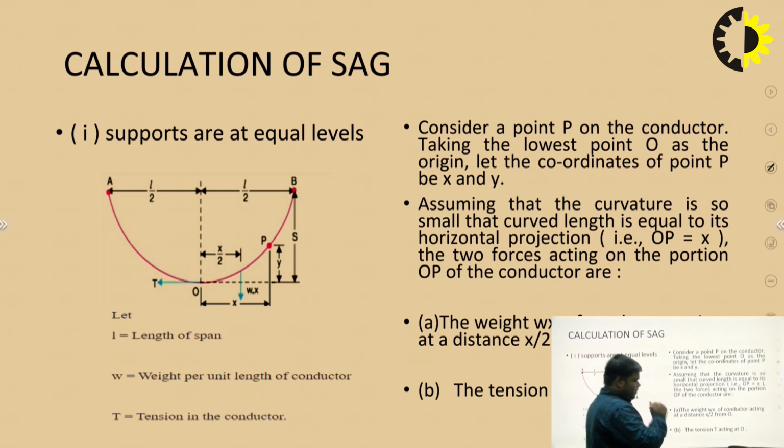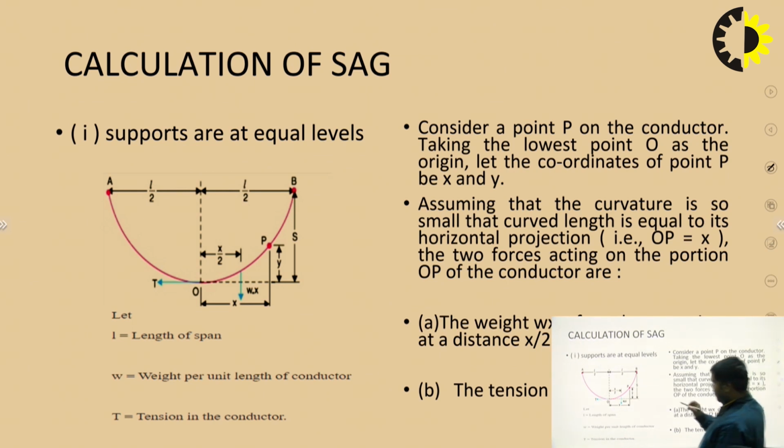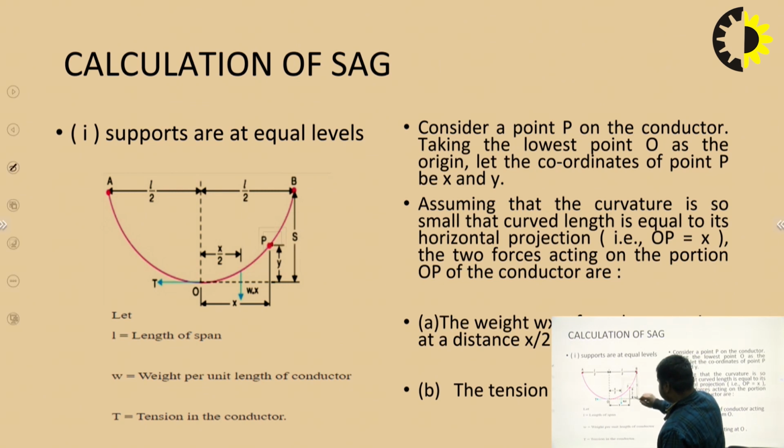Consider a point P on the conductor, taking the lowest point O as the origin. Let the coordinates of point P be X and Y. In this figure we have seen this point P, and the point O, which is the lowest point of the conductor, and let the coordinates of point P be X and Y. We can easily say that horizontally this is X and this is Y.